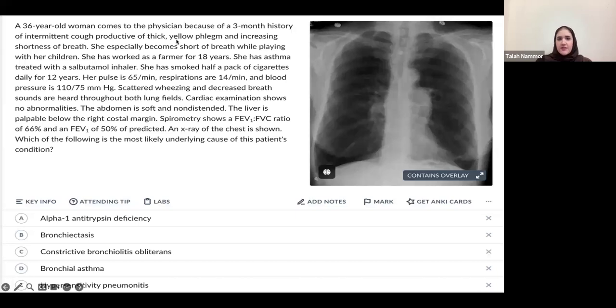A 36-year-old woman comes to the physician because of a 3-month history of intermittent cough productive of thick yellow phlegm and increasing shortness of breath. Okay, so again, we have productive thick yellow phlegm and increasing shortness of breath. She especially becomes short of breath while playing with her children. She has worked as a farmer for 18 years. She has asthma treated with salbutamol inhaler. She has smoked half a pack of cigarettes. Scattered wheezing and decreased breath sounds are heard throughout both lung fields. Cardiac examination shows no abnormalities. The abdomen is soft and non-distended. The liver is palpable. So we have a problem in the lungs and the liver. So what do you guys think? And of course FEV1 and FEV1 to FVC ratio is decreased. So we have obstructive. A, right.